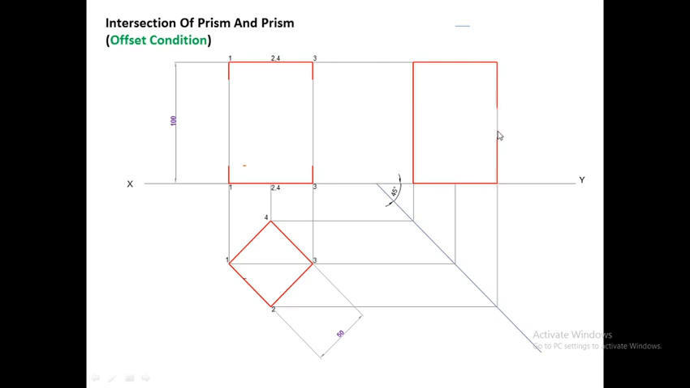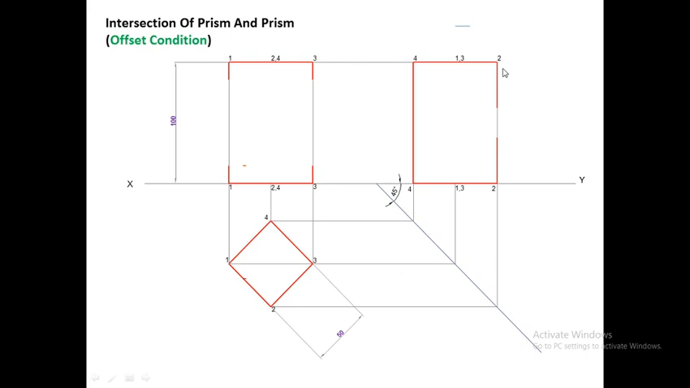Now this portion is kept as light. The reason will be explained later on. Now we will mark the edges. So first we have marked the edge 4 to 4. Then we will mark the edges 1 and 3. So we have projected 1 and 3 here. So edge 1 to 1 and edge 3 to 3. And the last is edge number 2, so edge 2 to 2.